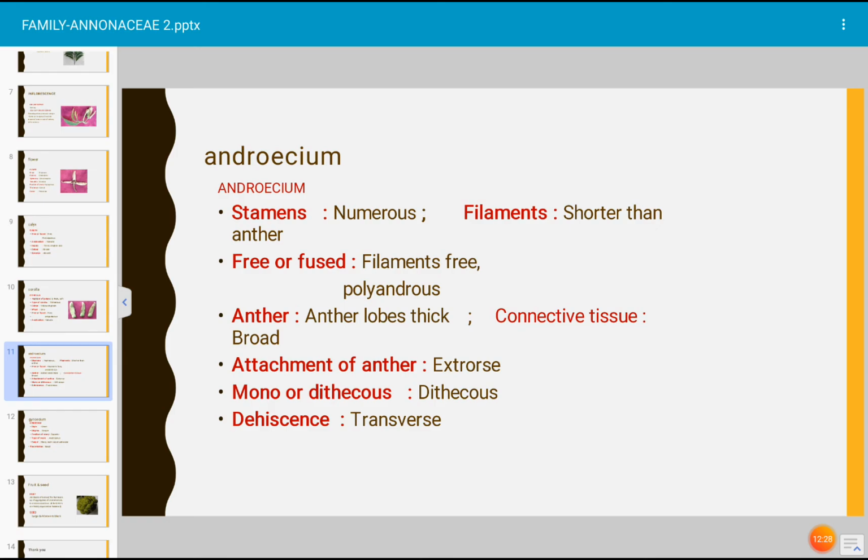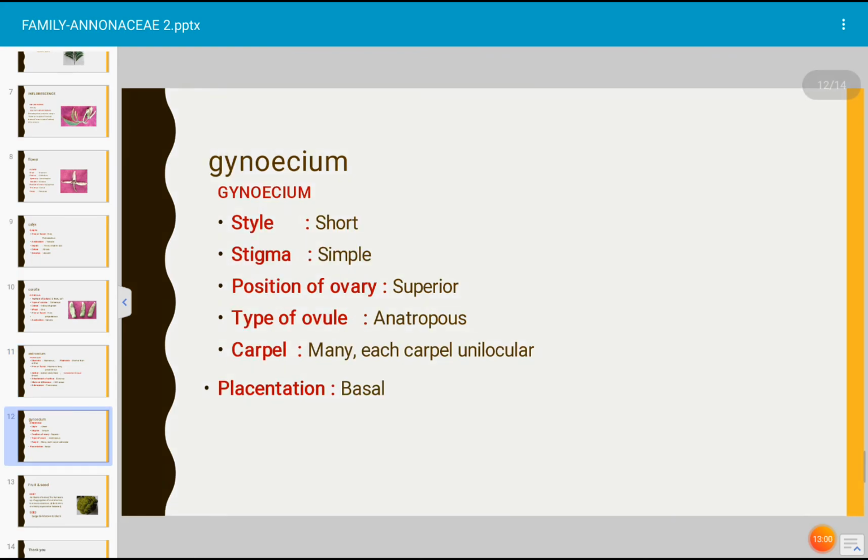And there are 2 cells in the anther. Therefore, anther is described as dithecous. How does the anther break down naturally? Natural breakdown of anther takes place after complete development of pollen grains in the anther lobe, and the anther breaks open to release the pollen grains. A transverse slit occurs at the time of dehiscence of the anther in Annona squamosa. Hence, the dehiscence is transverse.